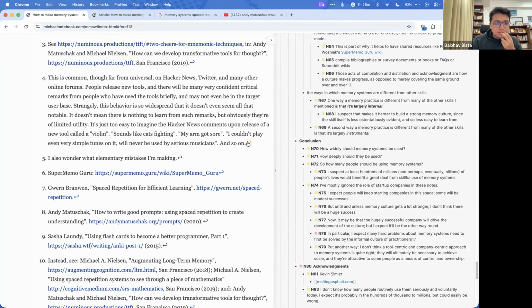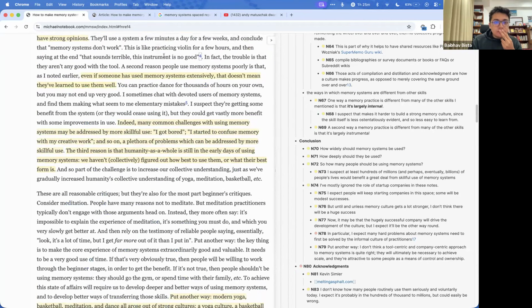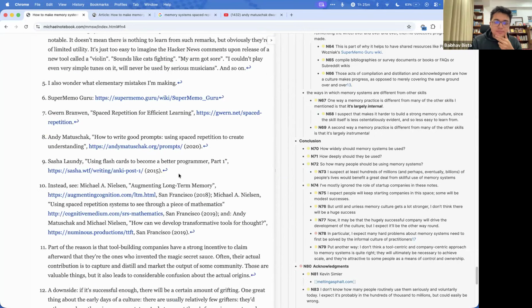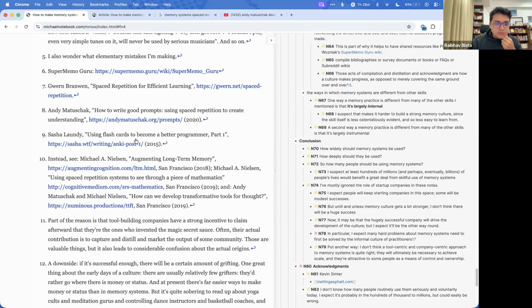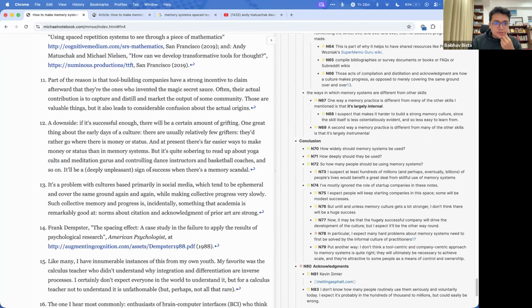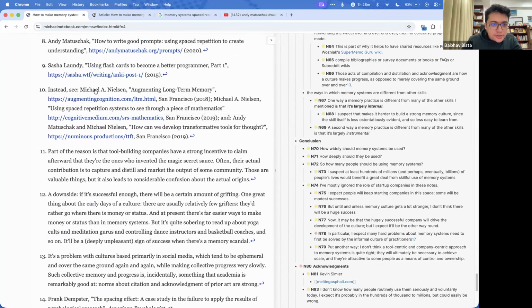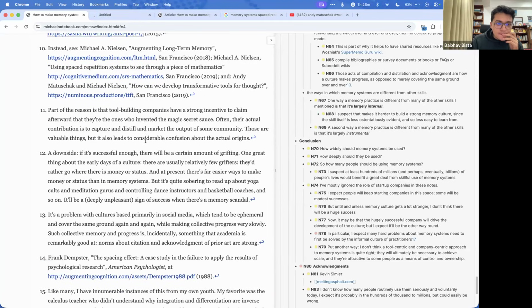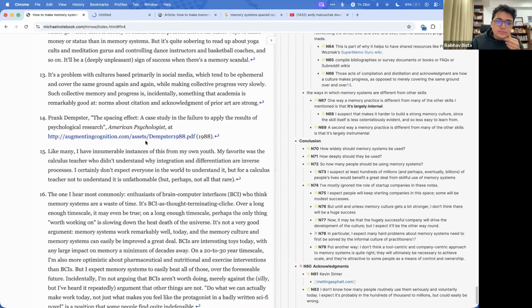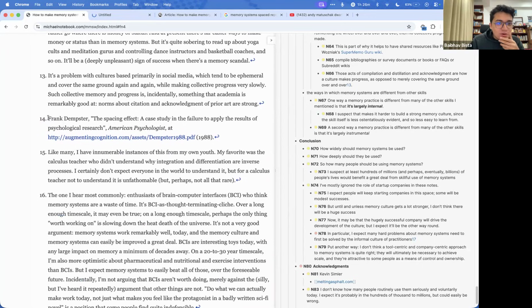What is this about? Oh, okay, it's interesting. I've added these. Okay, I'm interested in this one, using flashcards to become a better programmer. So is this the original spacing effect article? That would be good to save.